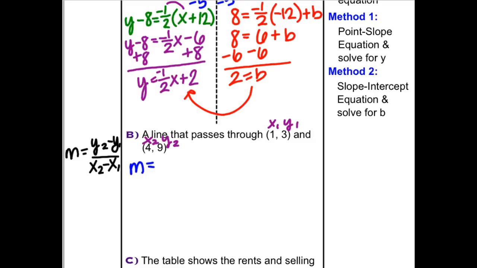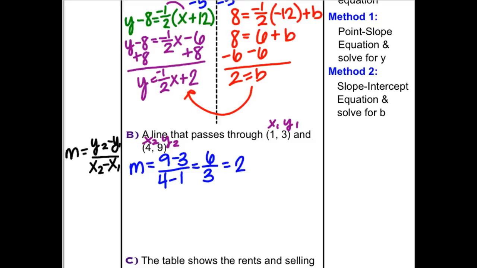And it might be helpful for you to label them so you can get used to where you need to place them. We have y2, which is 9, minus y1, which is 3, over x2, which is 4, minus x1, which is 1. 9 minus 3 is 6, 4 minus 1 is 3. 6 over 3 simplifies to 2.